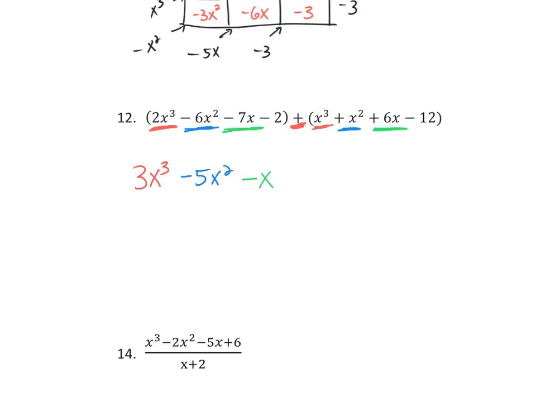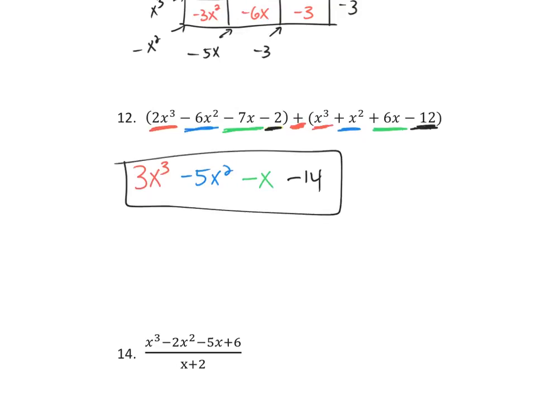And then last but not least, I'll do it in black because it's easier to see. Negative 2 and negative 12, so negative 14. This is just a combining like terms problem, number 12.